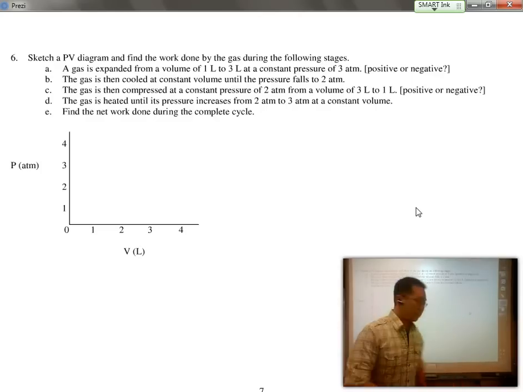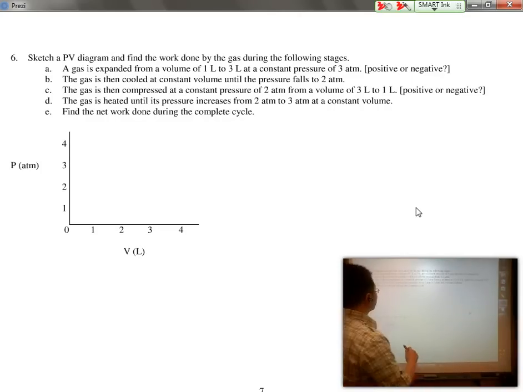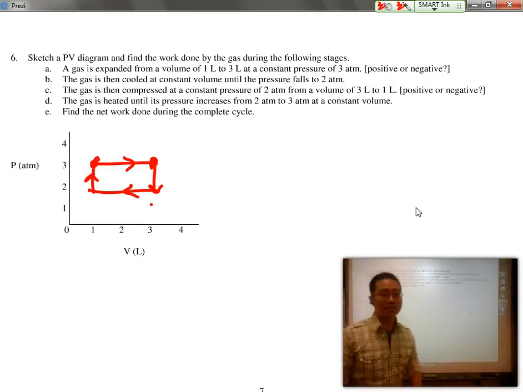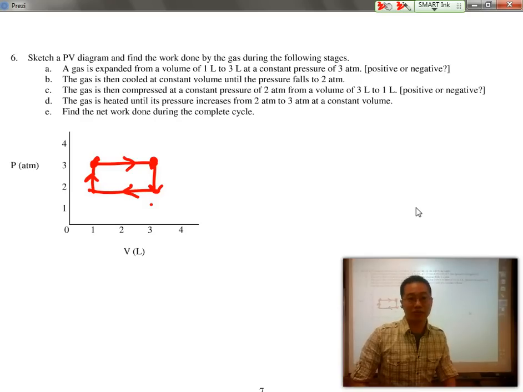A gas is expanded from a volume of 1 liter to 3 liters at a constant pressure of 3 atm. Then it's cooled until it reaches 2 atm, and then it's compressed back to 1 atm, and then it's heated until it goes back to its original state.